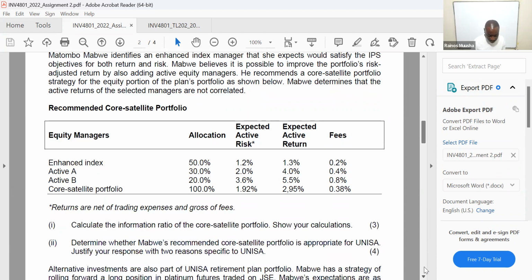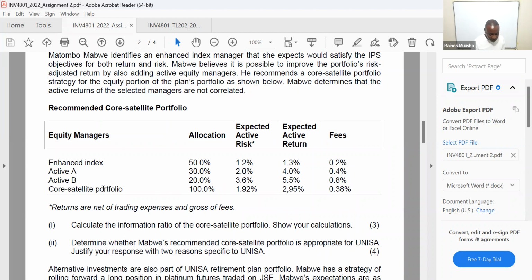So for part A of the question, they say, calculate the information ratio of the core satellite portfolio and show your calculations. For this core satellite portfolio, they are telling us that the 100% of the portfolio is made up of investments in an enhanced index. Then there are also active portfolios, which are going to be active A and active B as well.